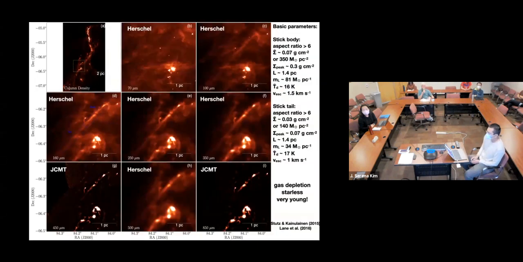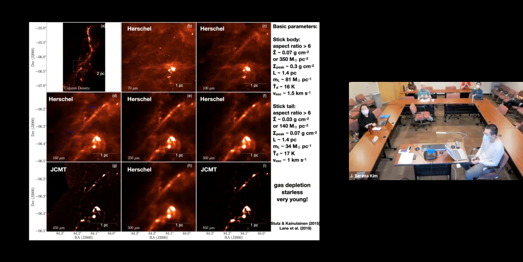So typically there are several ways or mechanisms you can form filaments, like the turbulent shock in molecular clouds, or colliding flows, or gravitational instability, etc. But today I'm introducing a possibly new mechanism for filament formation.